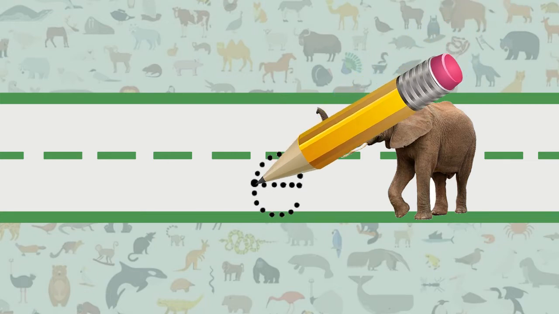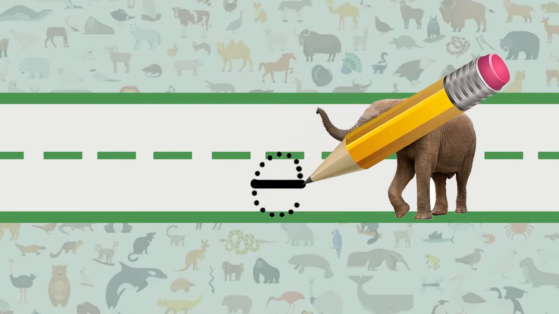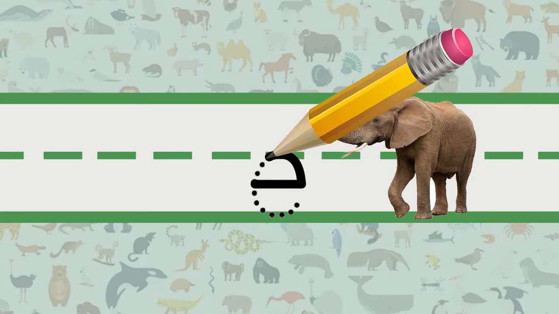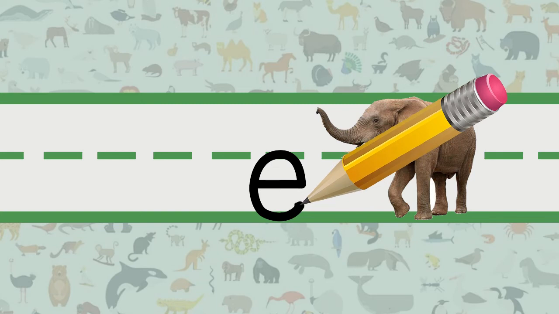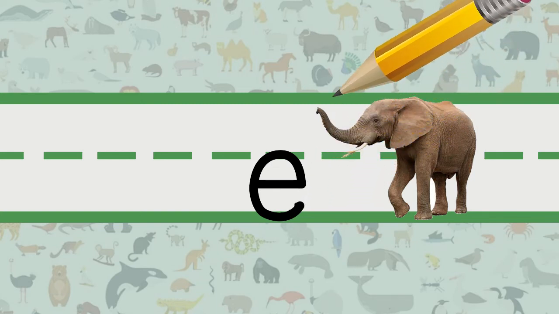Start below the middle and then draw a straight line to the right. Then draw a curved line up to the middle and all the way around the straight line to the bottom. Good job!